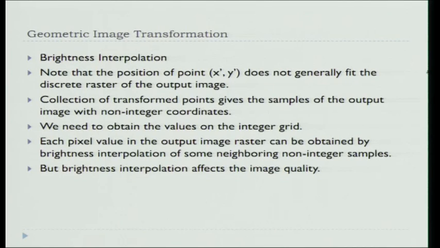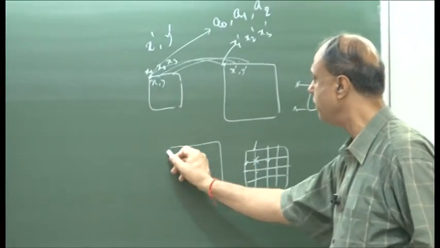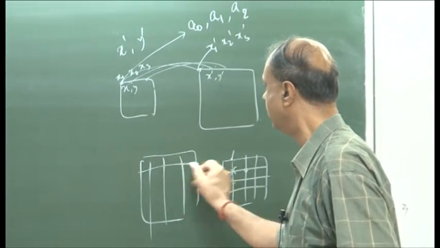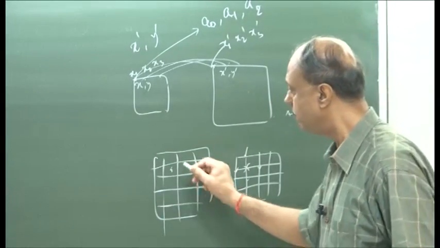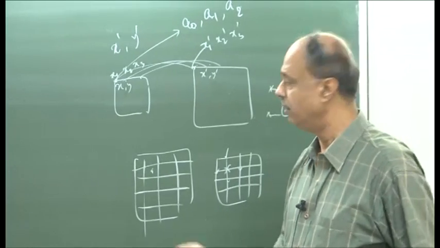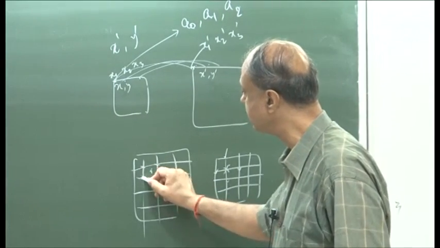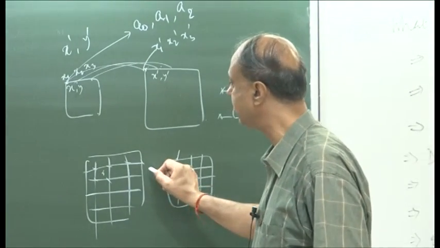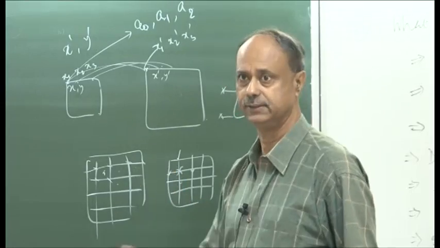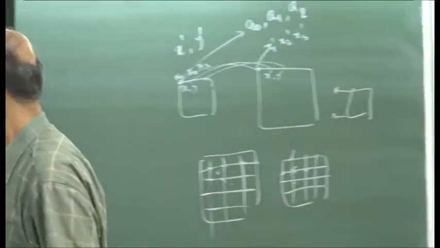As I am telling, it is not necessarily that it will be on the integer platform; the coordinate values will be non-integer. So, you need to obtain the values at integer positions, because your output image is also a grid, and you got the value of x dash y dash here, but this is not useful to me. I need to know the intensity value for these integer values, not these intermediate ones, right?